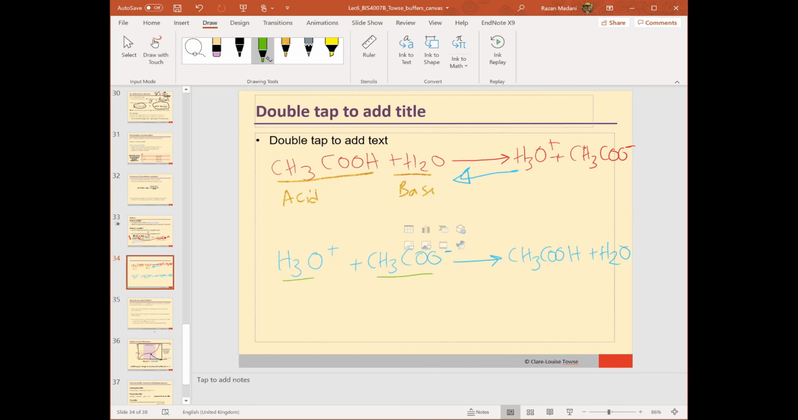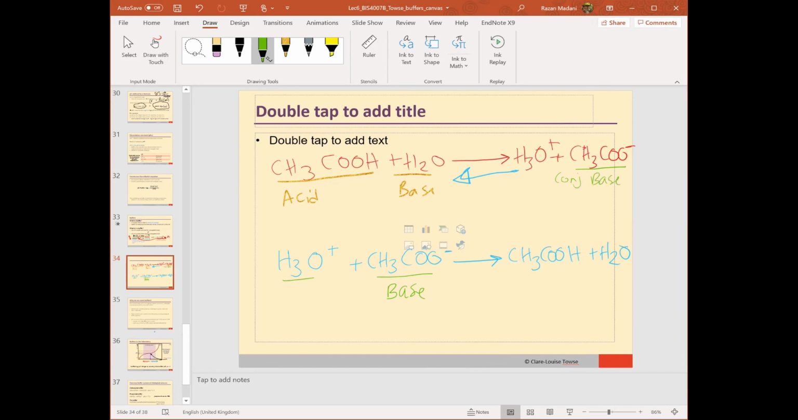CH3COO minus became CH3COOH. Is it gaining a proton or donating one? Oh, wait, I think I get it now. Is it gaining one? Yes, so it's accepting. If it's accepting, that means it is acting as a base. So here we call it conjugate. I'm just going to put con and base, yeah?